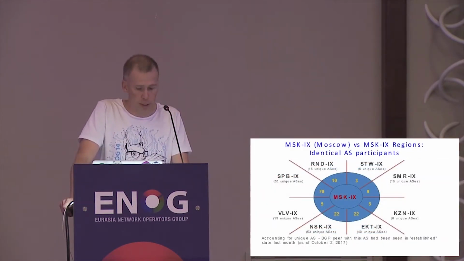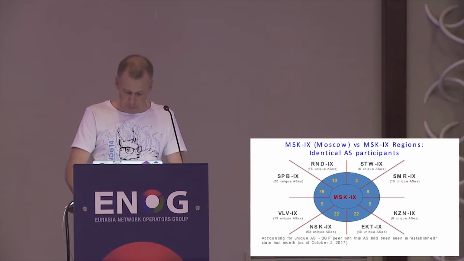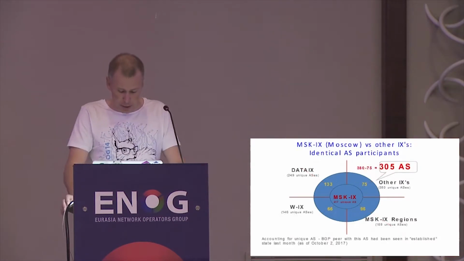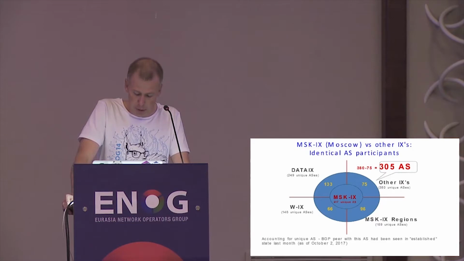The next slide shows how many autonomous systems of the MSK-IX are present compared to MSK-IX regions. At MSK-IX in Petersburg, SPB-IX, 88 unique ASs can be found. Half of them can be found in Moscow.